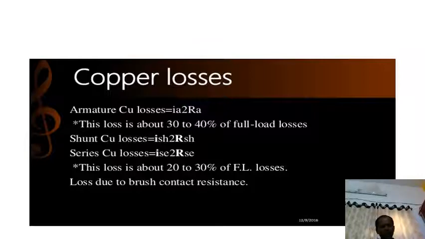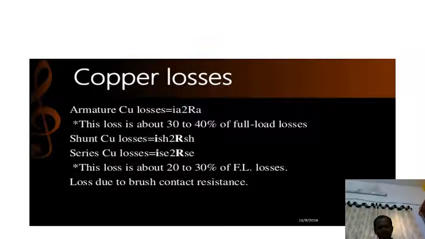So shunt copper loss is ISS square RSS. The series copper loss is ISC square RSC. Here you are observing armature resistance RA, series field resistance RSC, and shunt field resistance RSS. RSC is approximately 0.5 ohm. It means less resistance, so high current is passed.